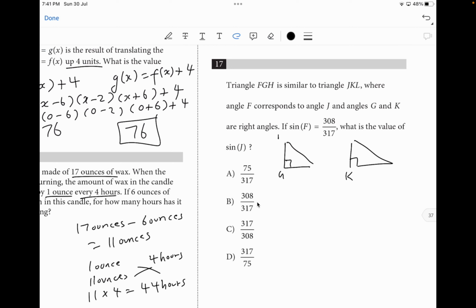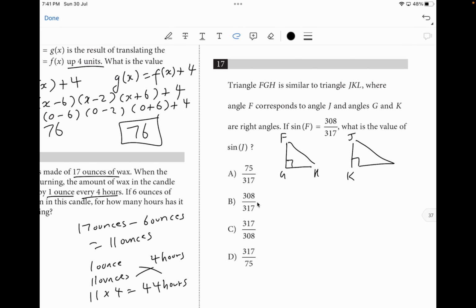So it's going to be F, we're just going to be writing this down properly. So it's going to be FGH, it's going to be JKL. Alright, so if sine of F is equal to that, what is the sine of J? So we have to find out the sine of F.